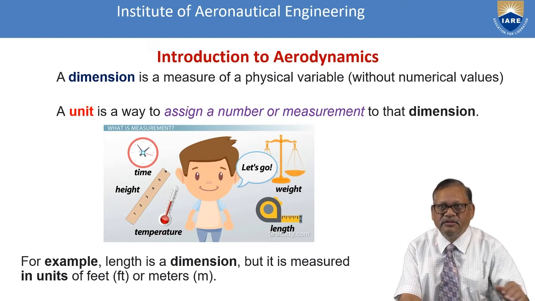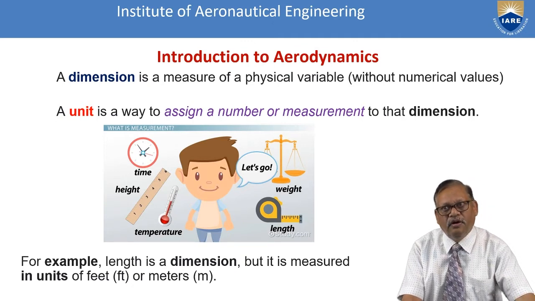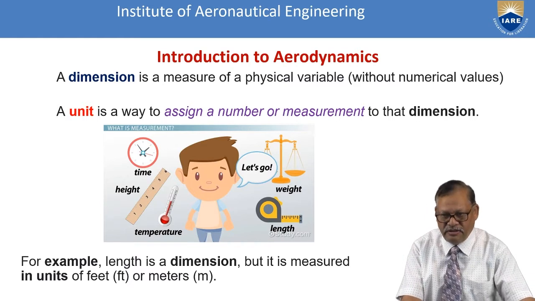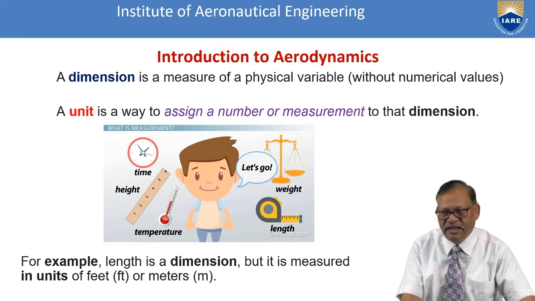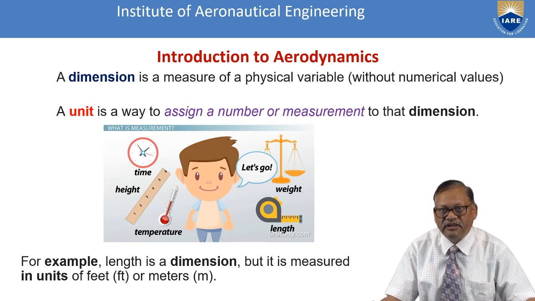What do we mean by a dimension? A dimension is a measure of a physical variable without any numbers. For example, if we measure the length of a room, length is a dimension. Length is not the unit. 1, 2, 3 are numbers, so they carry number units.